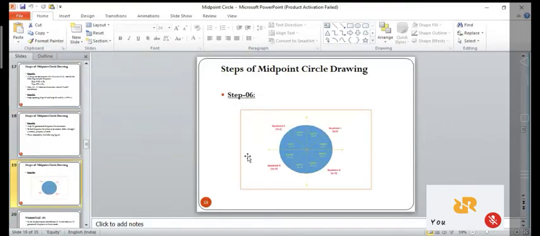So this is how the points will be looking like for the rest of the octets. The points are traced over here.